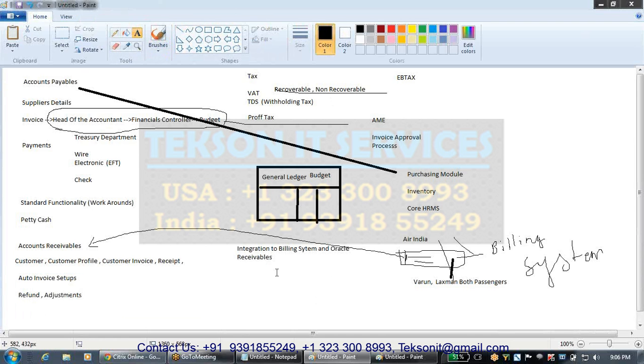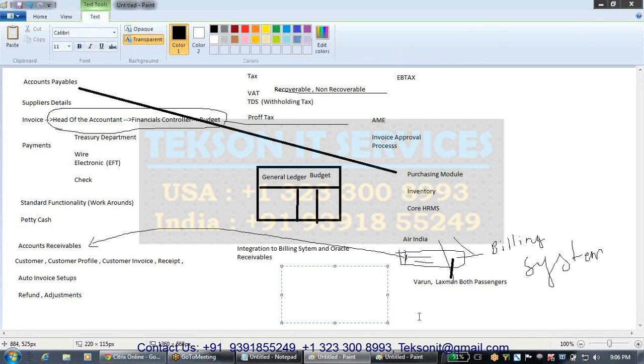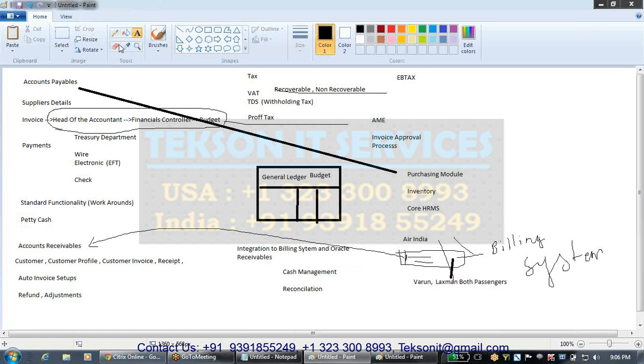Next comes Cash Management. Here we do the reconciliation. Reconciliation concepts are very important. I want to explain what you mean by reconciliation.